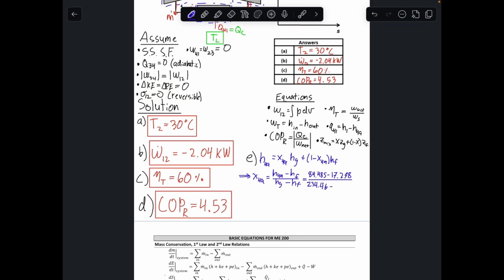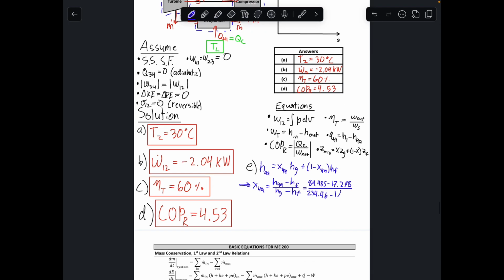234.46 minus HF, again, is going to be 17.298. So we will get X for A is equal to 0.309. Okay, so now we have this X value, and we can plug this into this equation here in order to solve for our entropy value. So now we're using this same equation, but we're going to use S instead of H.